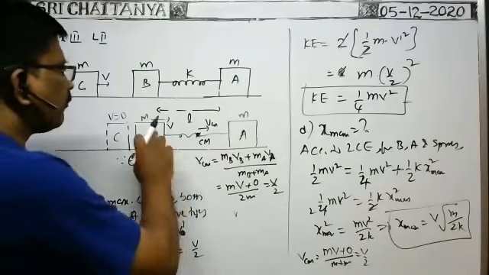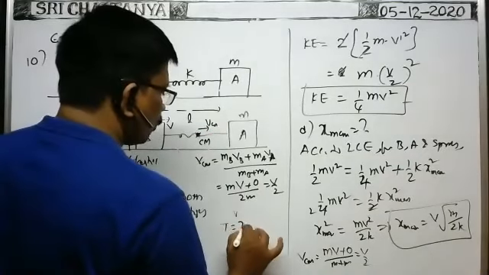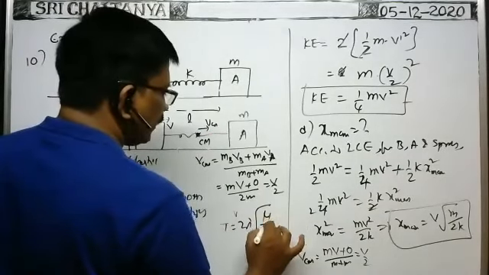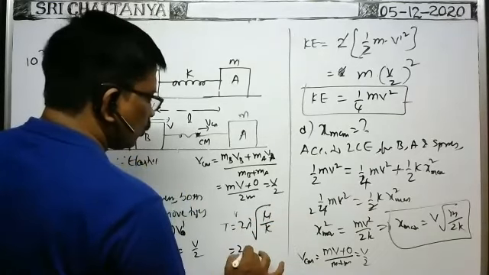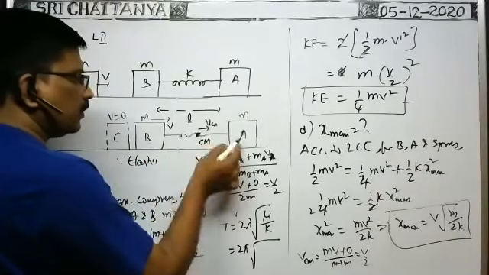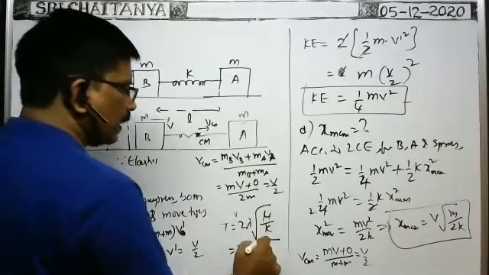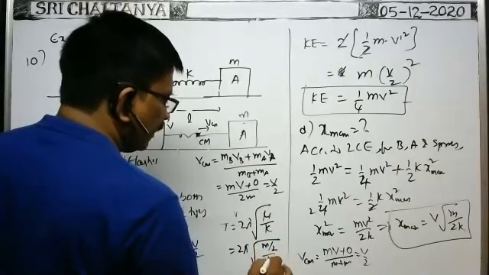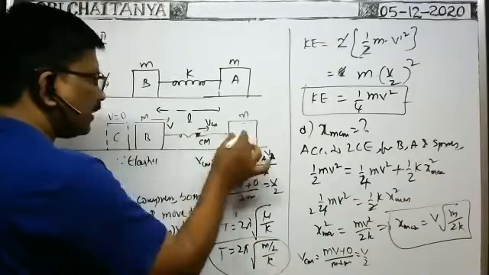So the time period of oscillation of these two blocks, T, is equal to 2 pi into root of mu by k. Mu means reduced mass, which is m1 into m2 by m1 plus m2, and here m into m by m plus m. That means m by 2, so you will get 2 pi root of m by 2 by k. It is the time period of oscillating these two blocks.